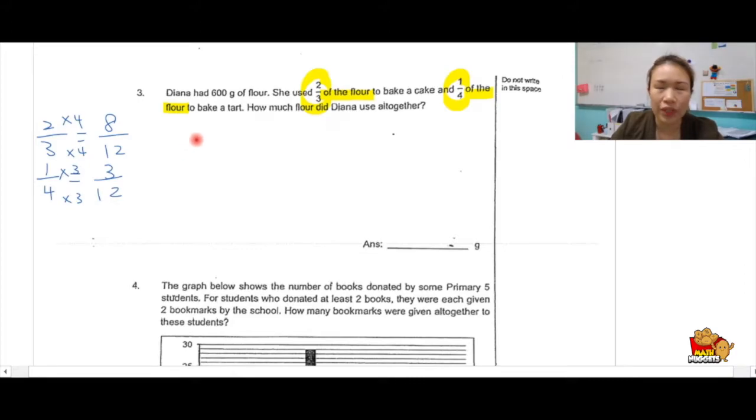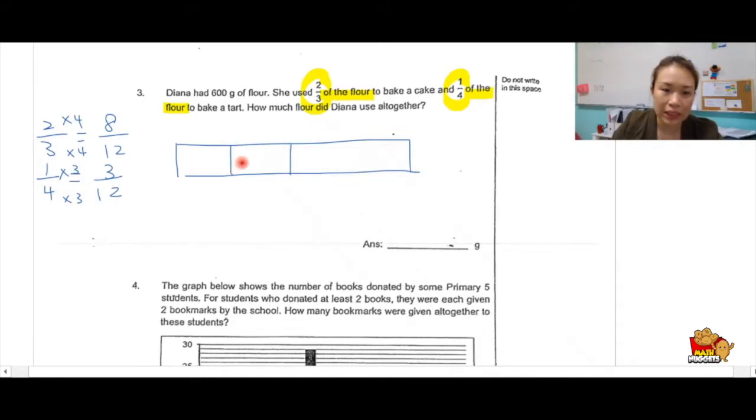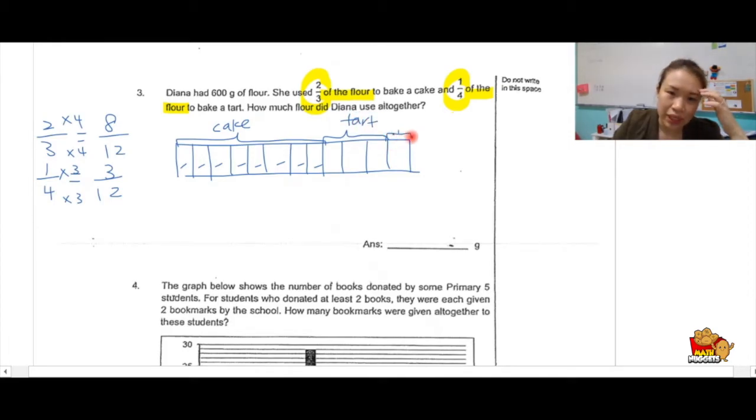So how much flour did she use altogether? Alright, so perhaps to understand the question better, I'm now going to draw the model. So I'm going to draw 12 parts. So 1, 2, 3, 4, 5, 6, 7, 8 units. This one was used to bake a cake. And 3 units used to bake a tart. So this is a leftover. But the question wants us to find how much did she use altogether, which means we want to find these.